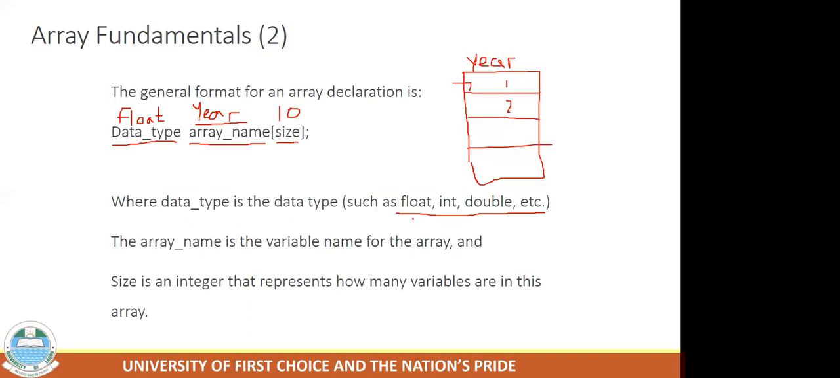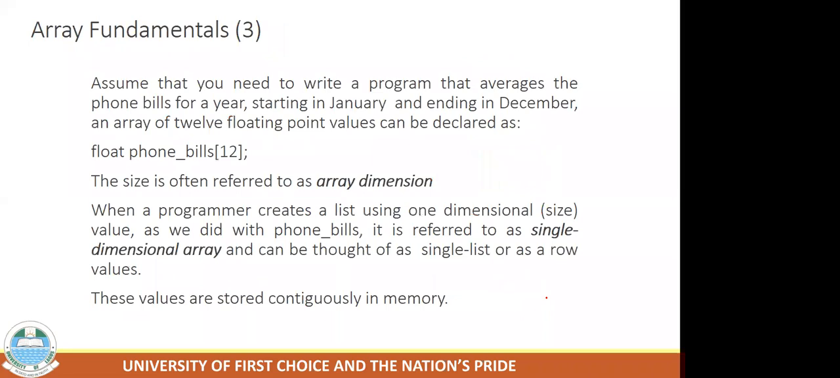So the data type is the fundamental data type. The array name is the variable name for the array, the one you give to the array. And the size is an integer that represents how many variables are in the array. So assuming that you want to write a program that averages the phone bill for a year, starting from January and ending in what? December. So you can create an array of 12 floating point values.